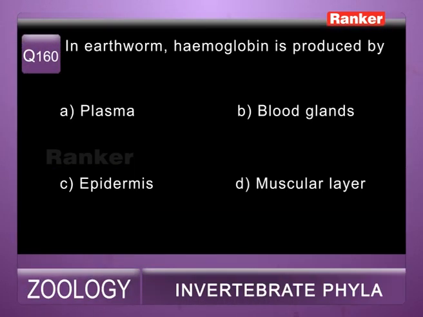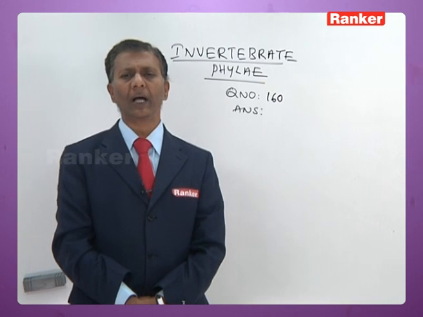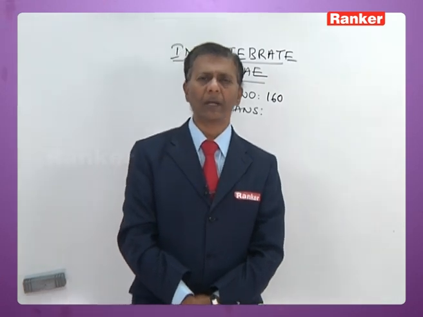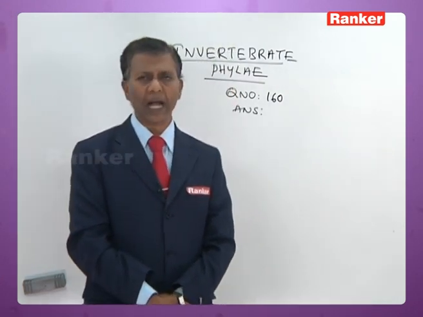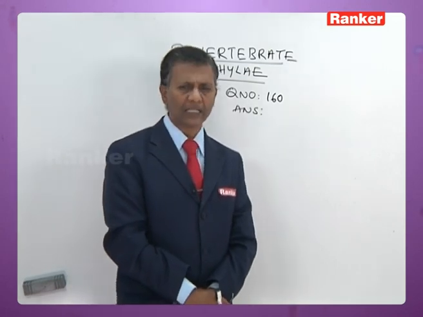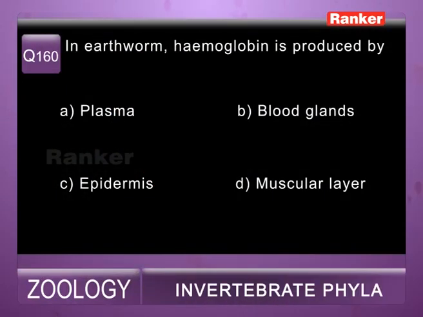So 160th question: in earthworm, hemoglobin is produced by A, plasma, B, blood glands, C, epidermis, D, muscular layer. As I mentioned earlier, hemoglobin in earthworm is produced by blood glands that are present in 4th, 5th and 6th segments. So 160th question, correct answer is B, blood glands.